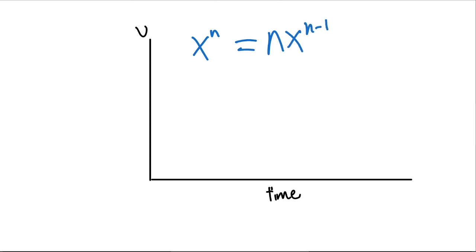So if I had, let's say for example, why did I do that in blue? I should have done that in purple. So the derivative of x to the n is equal to n times x to the power of n minus 1. So let's provide an example.